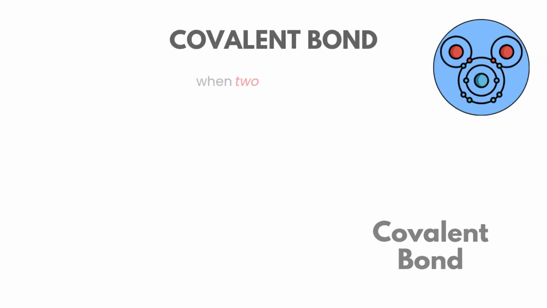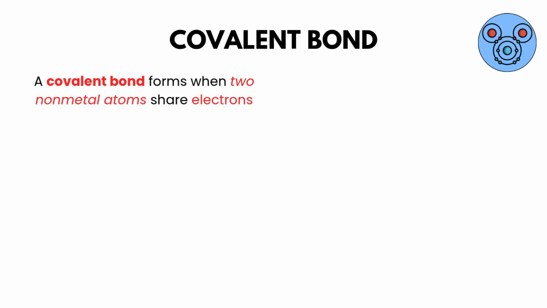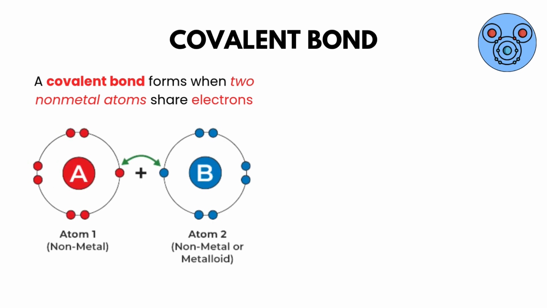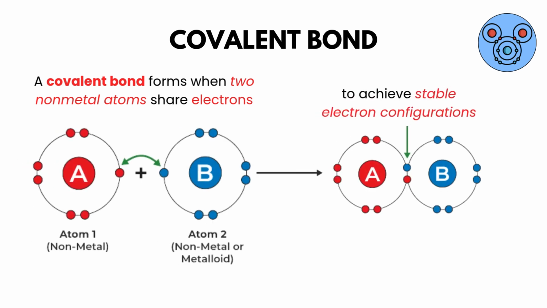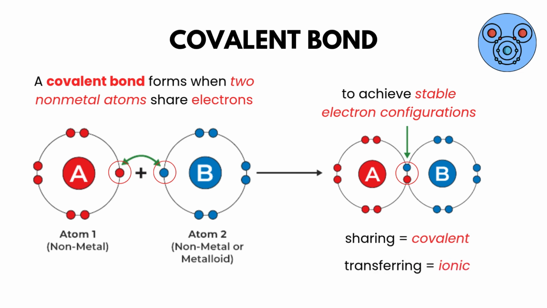Covalent bond. A covalent bond forms when two nonmetal atoms share electrons to achieve stable electron configurations. Each atom contributes at least one electron, and the shared pair forms the bond. Remember, sharing equals covalent, transferring equals ionic. MCAT tip: look for nonmetals bonding with nonmetals as a clue it's covalent.